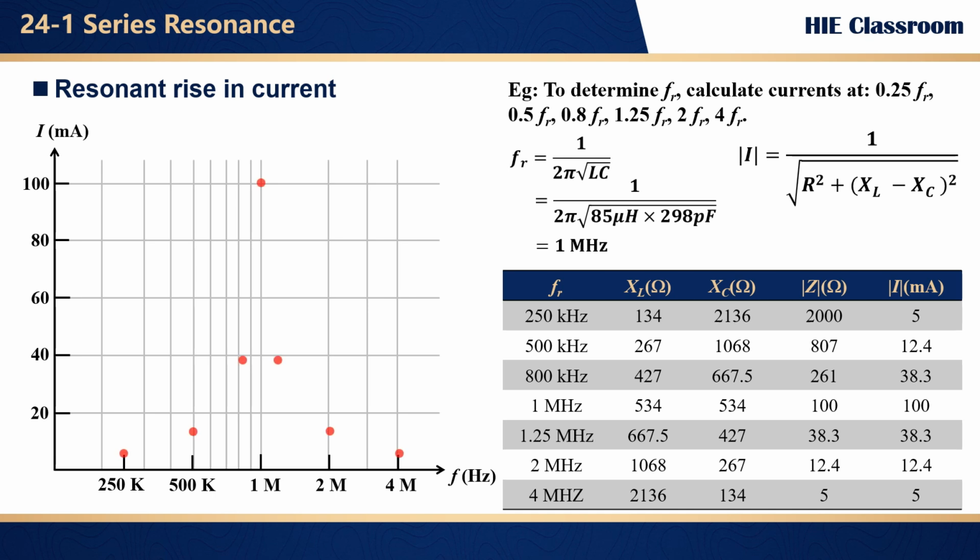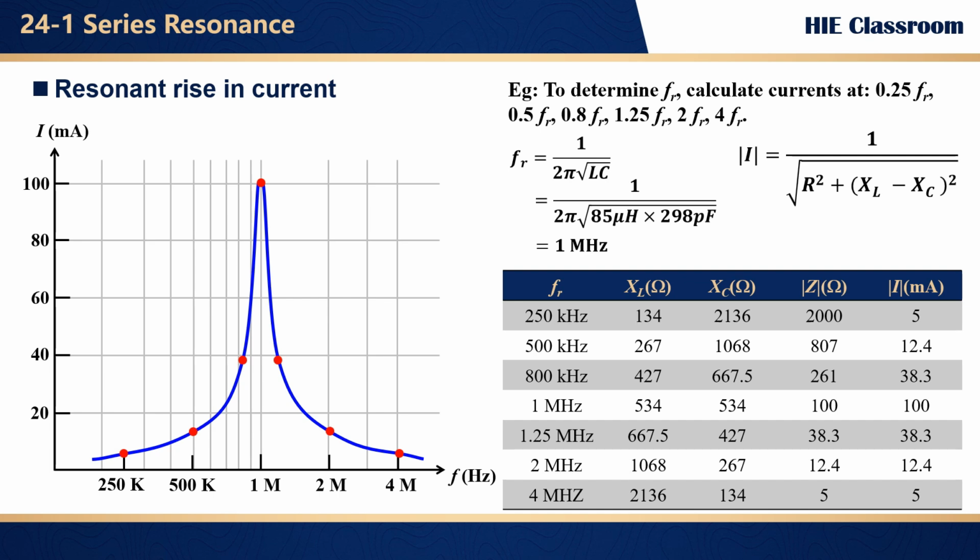Here we plot those current values against the frequency on a graph. We use a logarithmic scale for the frequency axis. Why logarithmic? Because the current doesn't change linearly with the frequency. It isn't a straight line. It's not like double the frequency, double the current. Nope, it's more of a curve that flattens out. That's why we use a log scale on this graph. Plotting it this way makes the sharp peak at resonance and the steep drops on either side really pop out.